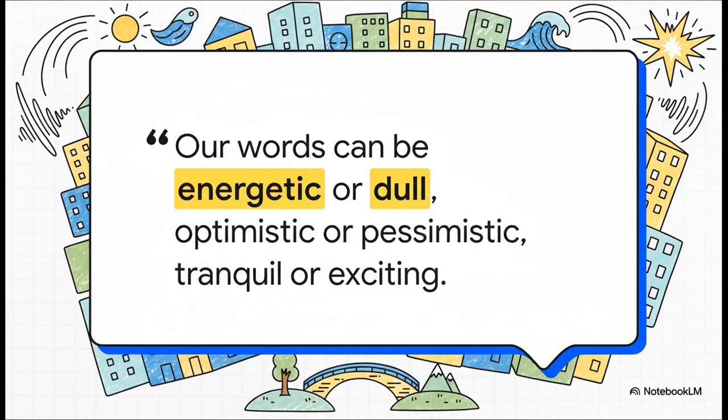And the way we feel inside all of these worlds, well, that's shaped by the adjectives we pick. An experience can be energetic or it can be dull. A place can feel tranquil or exciting. Our whole outlook on life can be optimistic or pessimistic. The entire emotional tone of our reality is literally painted with the descriptive words we choose to use.